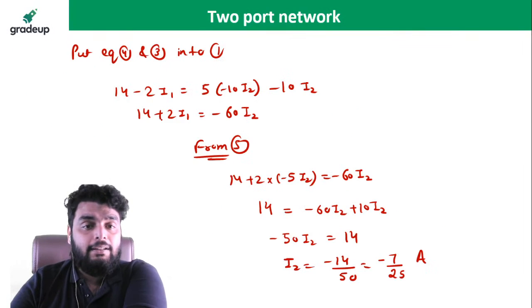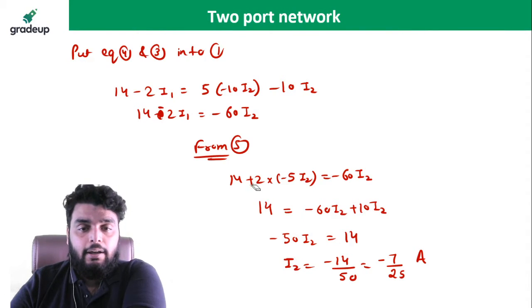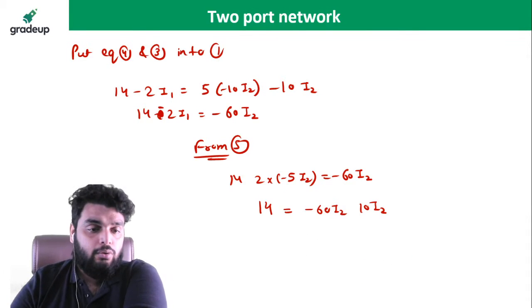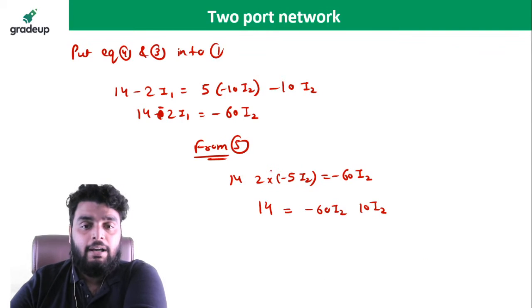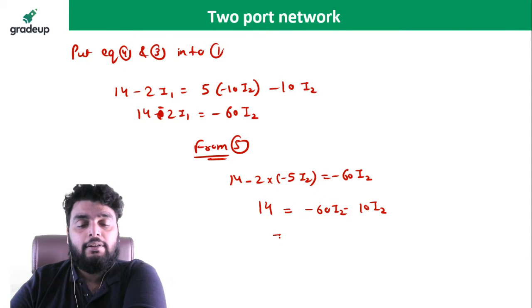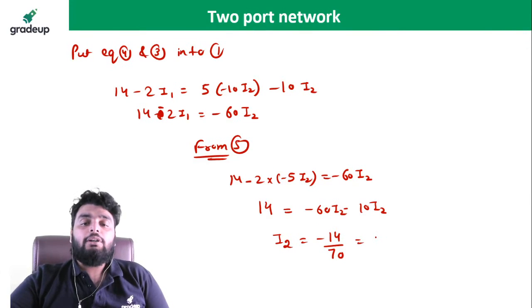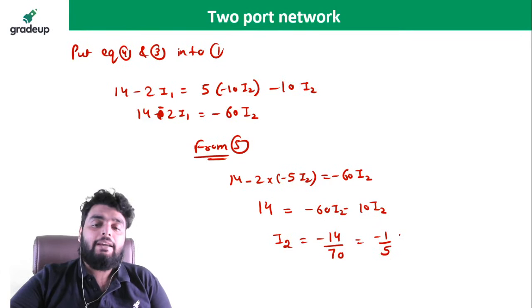Okay. So here there is a minus, remove this too. This will also be minus. Here it will be minus. So here it will be what? Here it will be minus 2. So plus 10 here goes to minus 10. Okay. So it comes out to be I2 is equal to minus 14 by 70. I2 is equal to minus 14 by 70, which is minus 1 by 5 ampere.